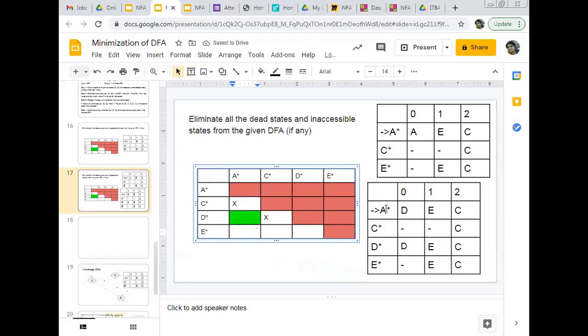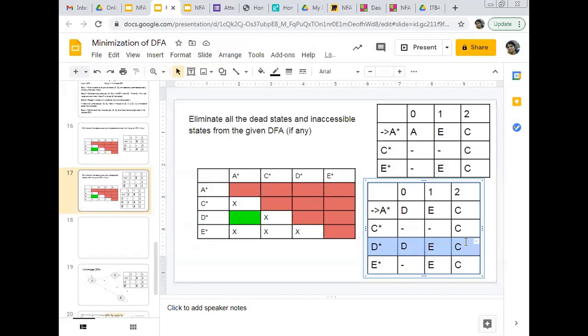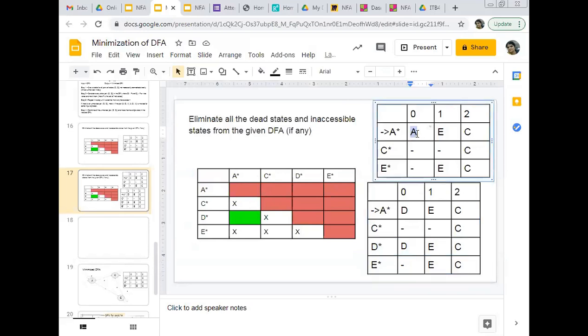E and A are different, so make it X. E and C are different, so make it X. E and D are different, so make it X. In this, you have only one combination of states which are the same, so we can remove that as we have done previously. Usually we don't delete the start state; we remove the other state which is equivalent to it. We have deleted D, and wherever we had D in our state table, we have replaced it with its equivalent A.